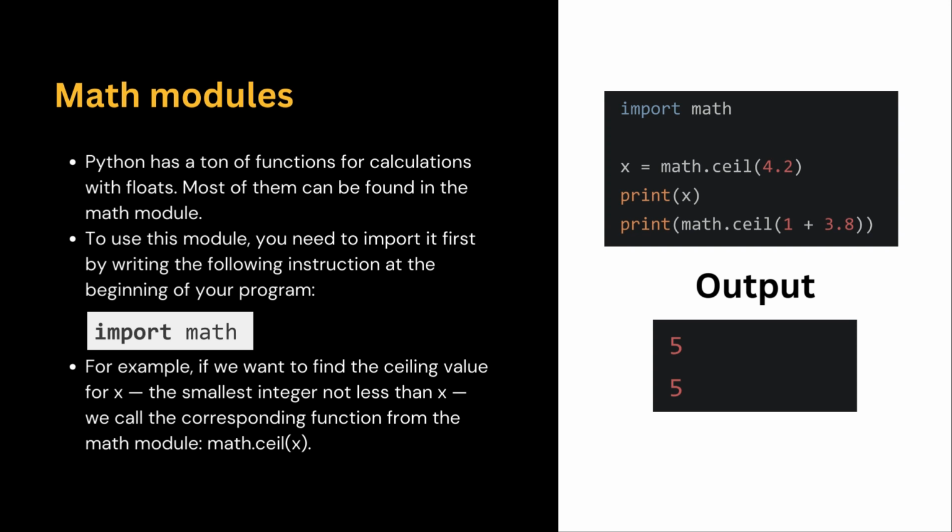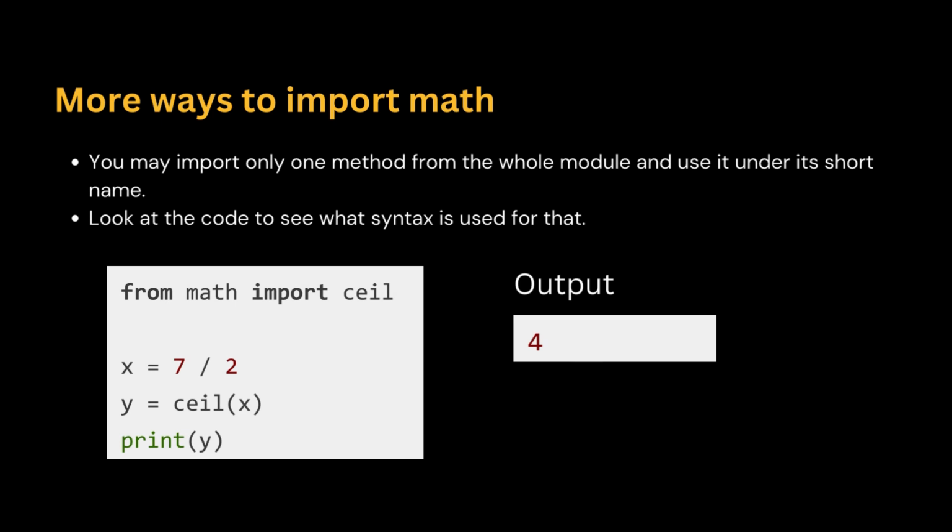Similarly, math.ceil(1 + 3.8) evaluates to 5 as well. This module is quite handy when you need to perform complex mathematical operations or calculations involving floating point numbers. More ways to import math. Python also allows you to import specific functions or variables from a module using the from, import, syntax. This way, you can directly use the imported function without referencing the module name.